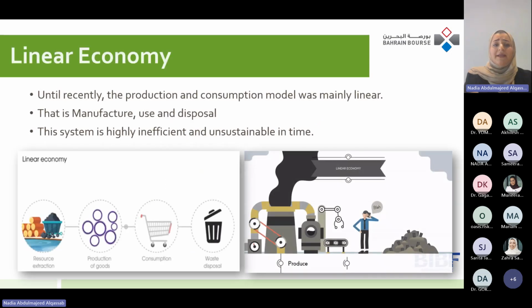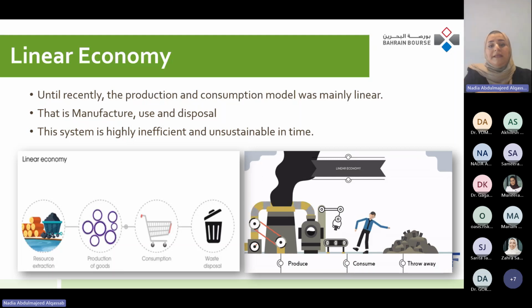So just to go back, just to re-emphasize, what is linear economy? Linear economy is when you produce, consume, and it is mainly linear, as you can see on the diagram in front of you on the right. It's produce, consume, and throw away, okay? And the problem of this is whenever you produce, it increases the emission levels. You see, it's not about you as a consumer just buying the product off the shelf. The product has an entire life cycle.